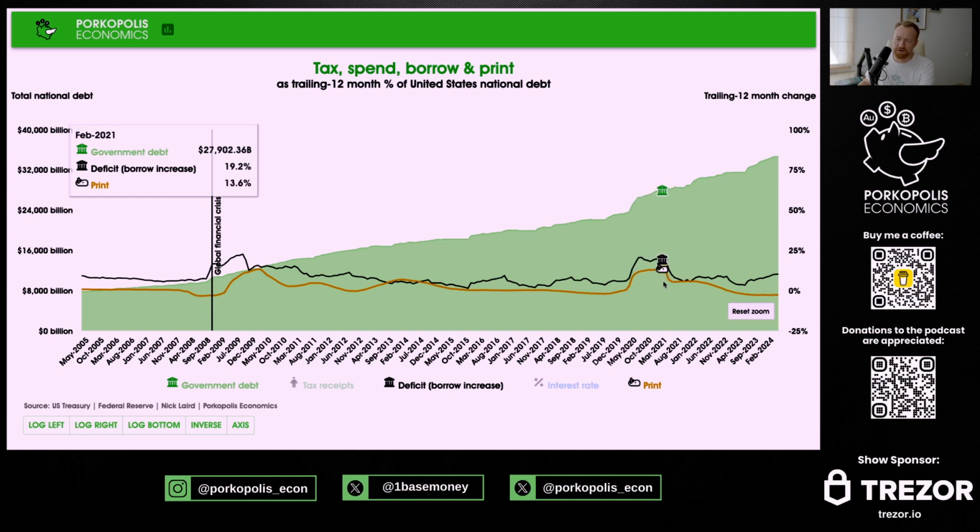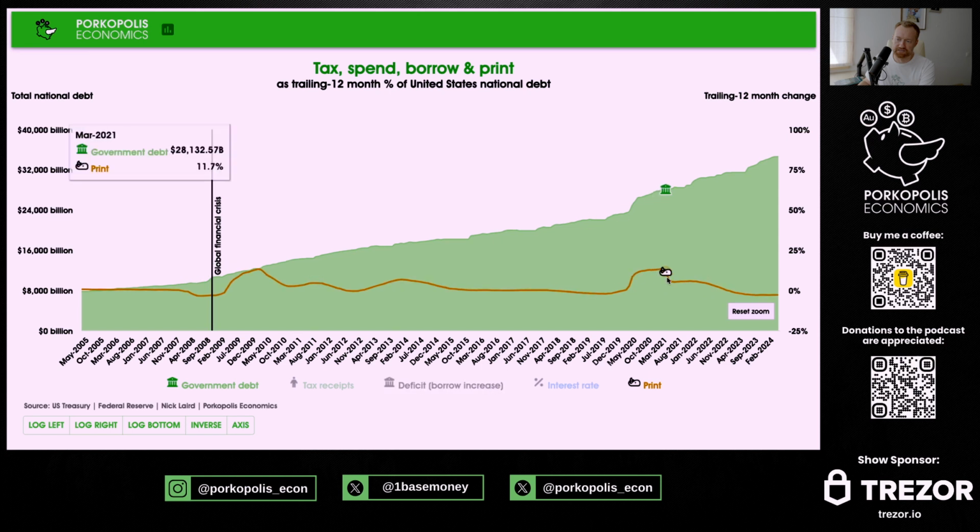Okay, but from this point, from peak COVID, look at what happens to this line. Let's take the deficit away. Just look at what happens to this line. It's actually lower. It goes down. And I'll get to this as well in future videos, but on a nominal and a relative basis, the Federal Reserve is not printing money.